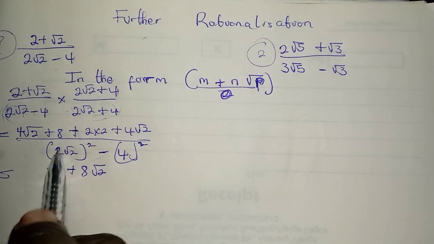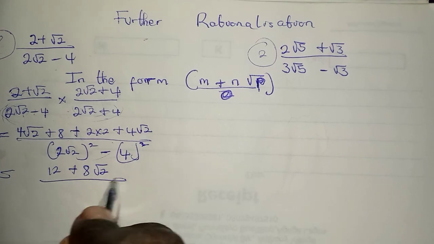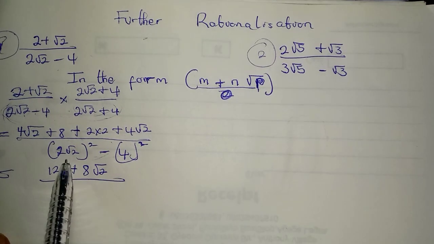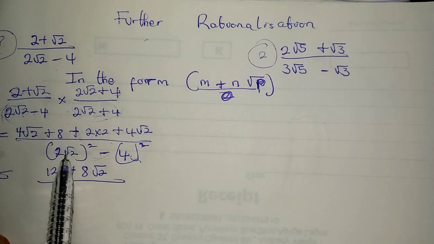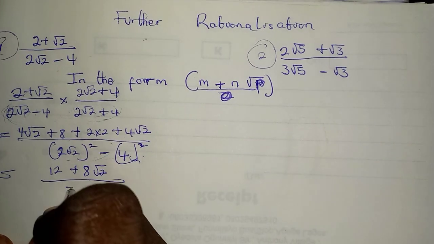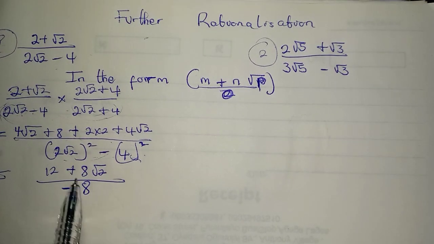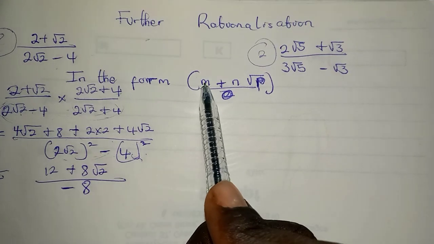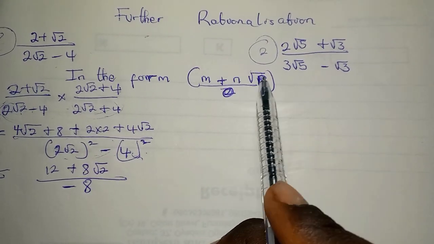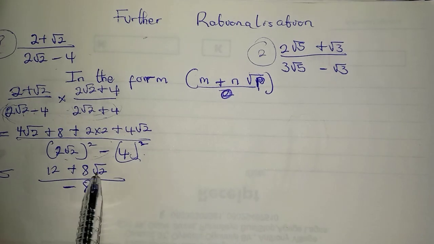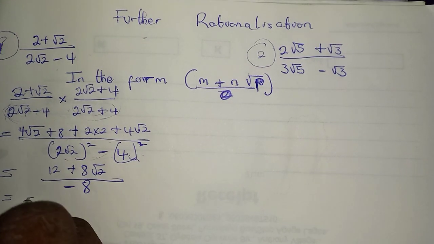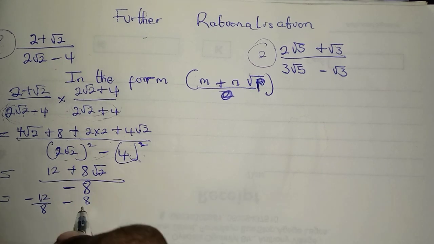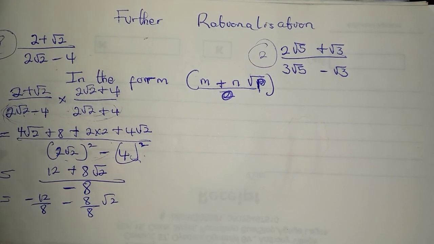And here now, if you simplify this, this is going to give us 8 and this is going to give us 16. 8 minus 16, which is minus 8. Therefore, they said we should leave our answer in this form: m plus n root p. And if we divide this, we have minus 12 divided by 8, minus 8 divided by 8 root 2.